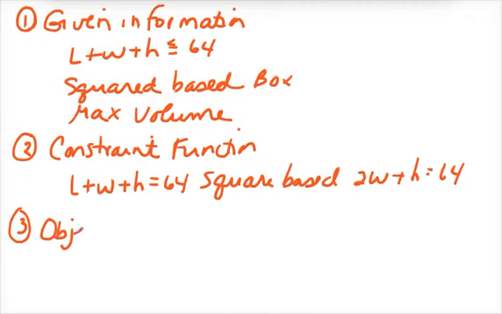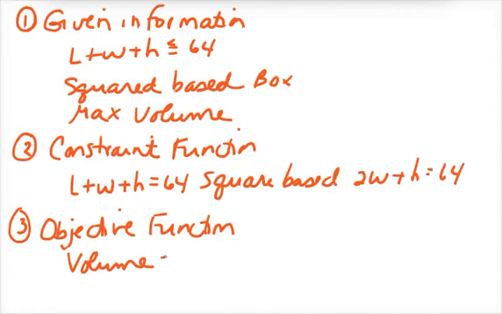The objective function is the thing that we're trying to maximize or minimize. So the objective function is what we're going to maximize, and that was the volume. And the volume of any box is just length times width times height. And since the length and the width are equal, this is W squared times H.